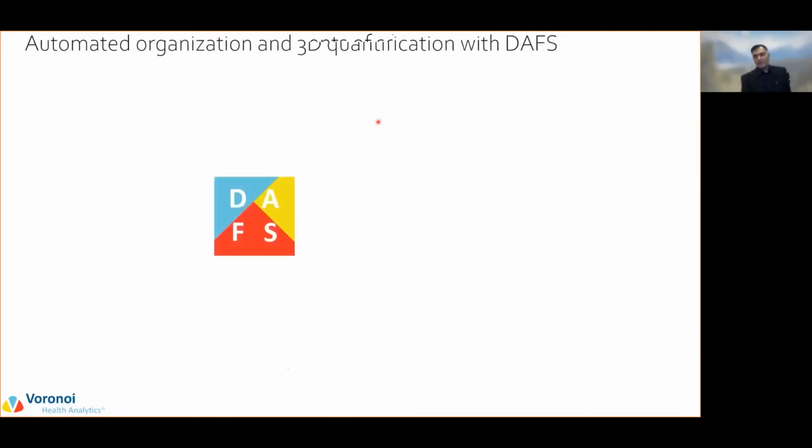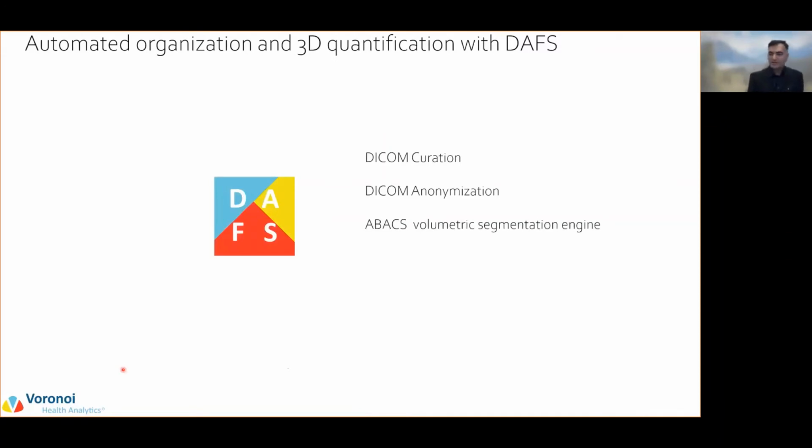So in summary, we have this automatic organization and 3D quantification with the Data Analysis Specification Suite, DAS, which allows us to do data configuration, like anonymization, ABAX volumetric segmentations, vertebral annotations, and then finally provides us with tissue statistics in a CSV file that can be loaded in Excel, where for every slice, all these body composition measurements are noted along with tissue intensities. The slices are also identified according to the vertebral levels they belong to, to enable you to do a vertebral level by vertebral level analysis.